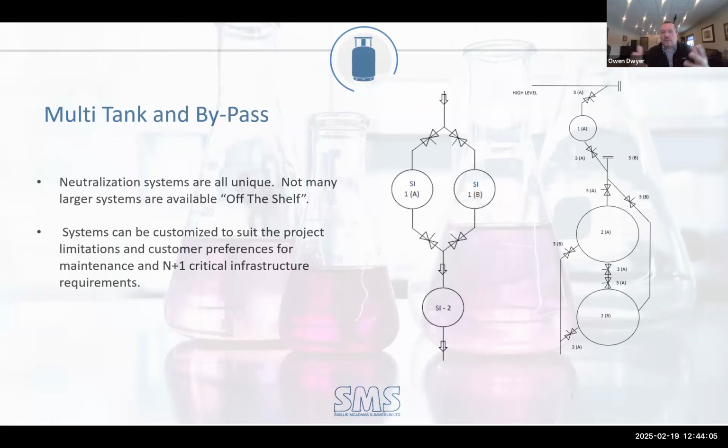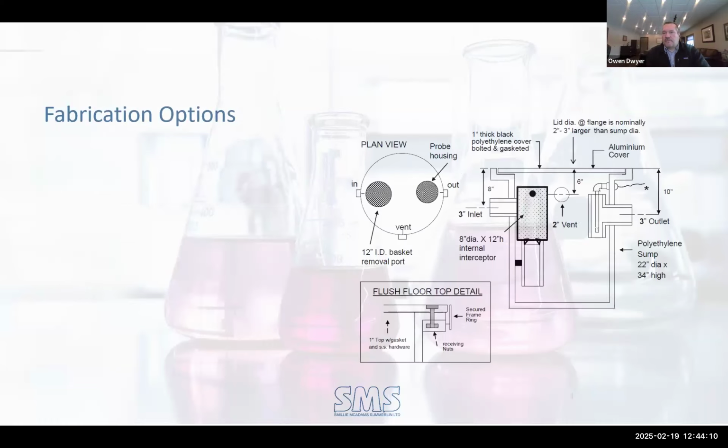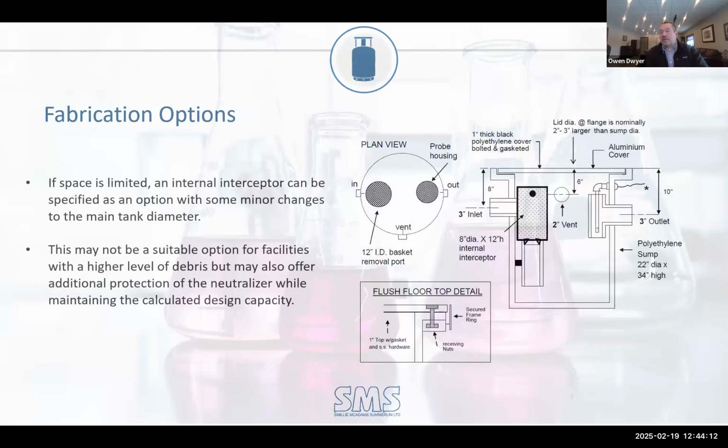Again, a lot of companies will help assist. That's kind of what SMS does. We help do a lot of the design assistance to make sure that you're getting the right tank for the application. Fabrication. All of these tanks are fabricated. So if your space is confined, some manufacturers offer the option of having an internal interceptor. So if you don't have the space to have a small separate tank, building one within the neutralizer is also an option. You do sacrifice a little bit of internal space, so your tank specification needs to be a bit larger in its diameter to accommodate that functional capacity.